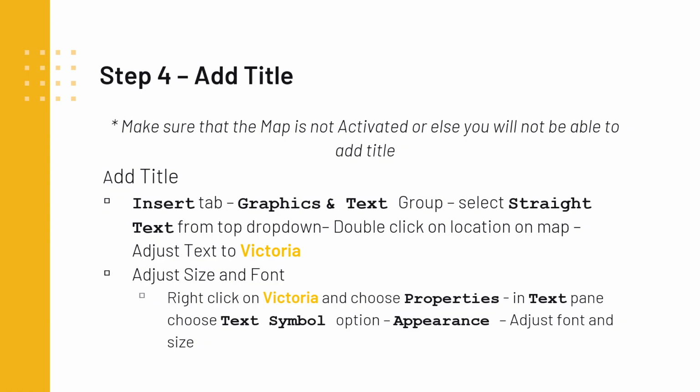You're going to right-click on Victoria on your page. This is going to bring up a pop-up. You're going to choose Properties. When you click the Properties, the text pane is going to open on the right side of the screen. You're going to choose the Text Symbol option, and then go to the Appearance and adjust the font and the size as you see fit.